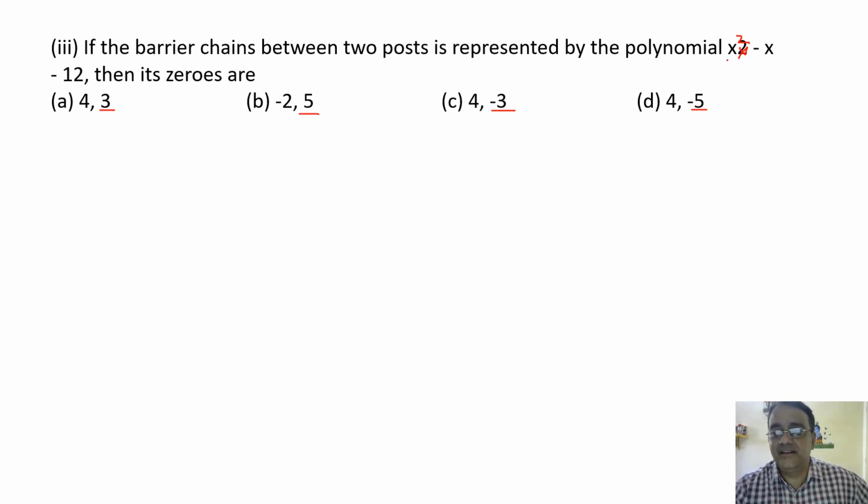So 9 minus 3 minus 12, yes, not equal to 0. 25 minus 5 is 20, minus 12, not equal to 0, eliminated. Minus 3: 9 plus 3 is 12, minus 12 is 0, tick.